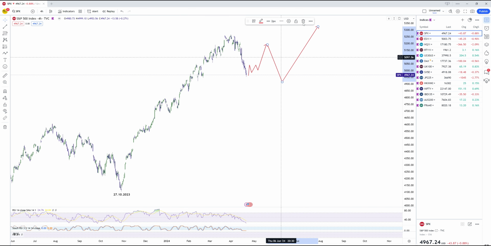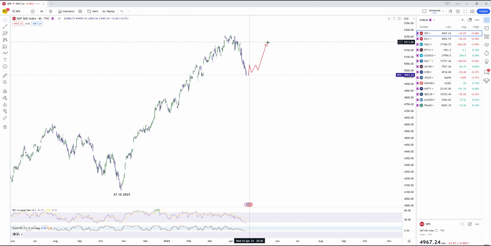So regardless of the case, before anything else takes place, the bounce to retest 5200 is on the cards. Similarly with other indices as well, we should expect from next week to start seeing a reaction to the upside.